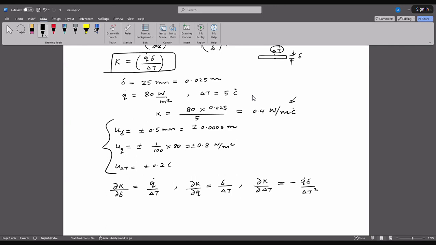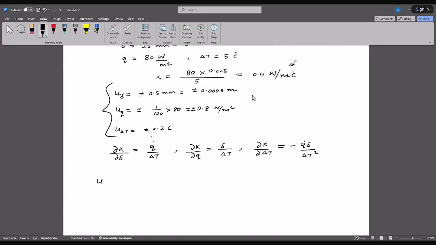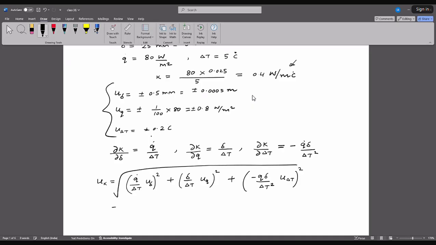So you have all these, so you can actually find the uncertainty in K, which is the root of: Q dot over delta T into U delta, squared, plus delta over delta T into UQ, squared, plus Q dot delta over delta T square into U delta T, squared. So you can substitute for everything.